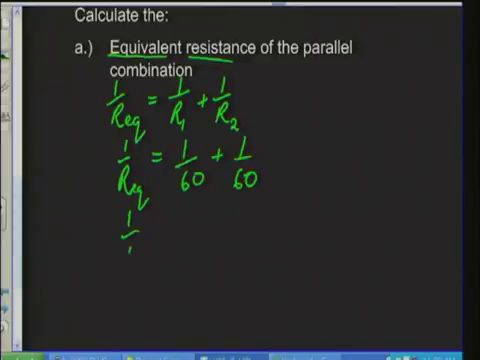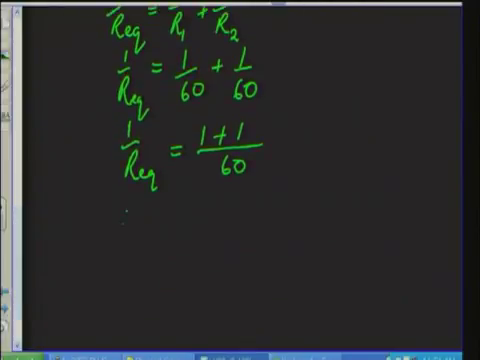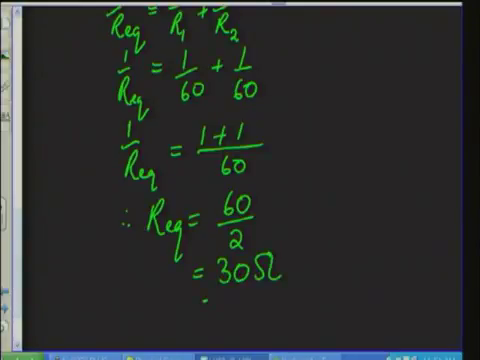Therefore, your 1 over Req works out to be, your LCM here is 60, so you're going to say 60 into 60, 1 times 1 is 1, plus 60 into 60, 1 times 1 is 1. And therefore, from here, you can say that your equivalent resistance for the parallel connection is 60 over 2. Now you have inverted, and what do you get? I mean, you don't need a calculator for that one. That is 30 ohms. So we have gotten that one there.